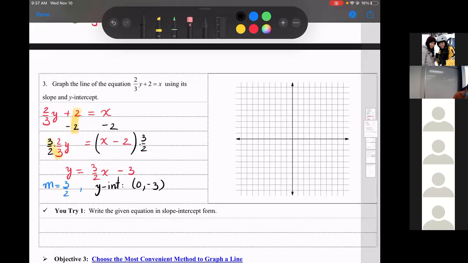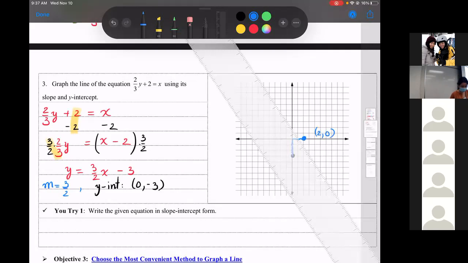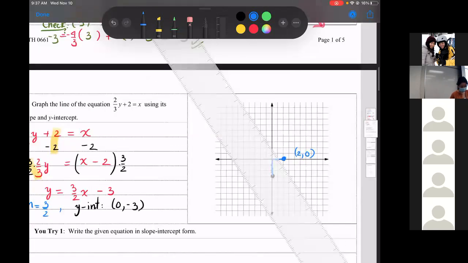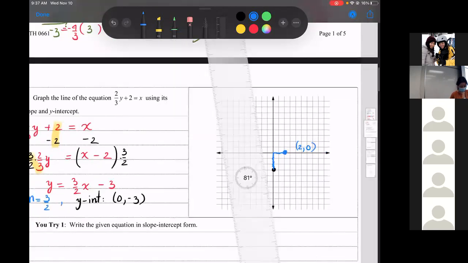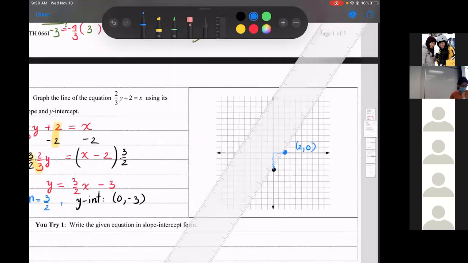And now from the (0, -3), you're gonna do the rise over run. Rise, how many units? 3. Right, up 3, run over 2. The new point here is (2, 0). I suggest you put that point down right away. That's the point that you're gonna check. And then connect the dots. Oh, so you plot (0, -3). Yeah, that's the first thing you plot.